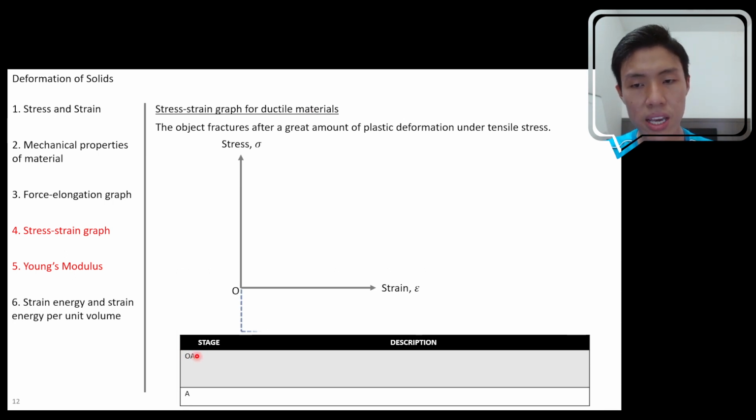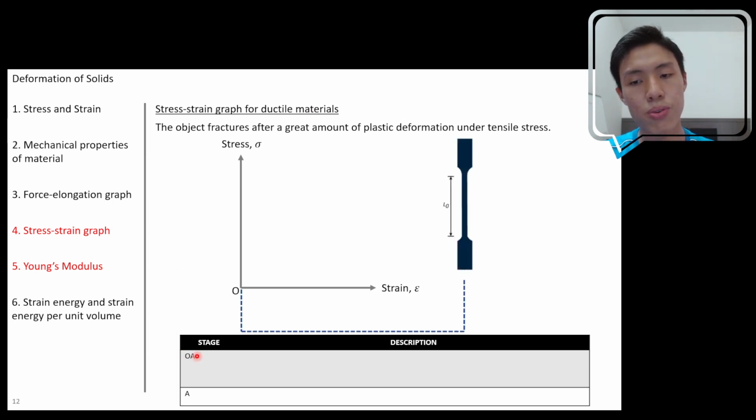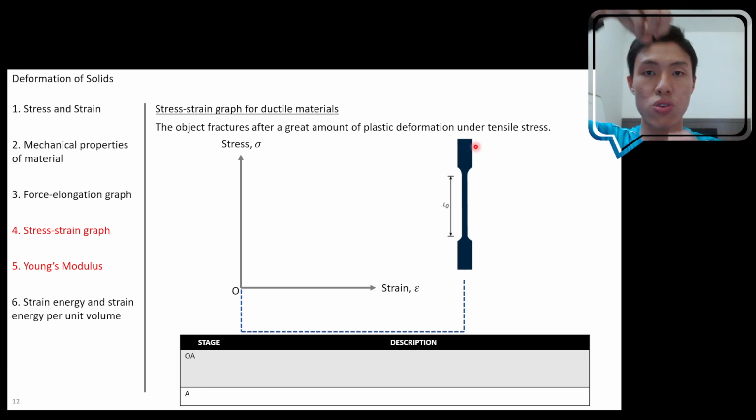So stage O to A here actually happens similar to brittle materials, in which you have an object, a specimen, that has an original length of L0. This is the original length of the specimen, and what you do is you put it into a tensile test machine in which you are going to stretch this specimen from the two ends. As you stretch, you're applying stress, the object experiences some kind of stress, and because of that the object will experience some kind of extension, and the extension can be used to quantify the value called strain.